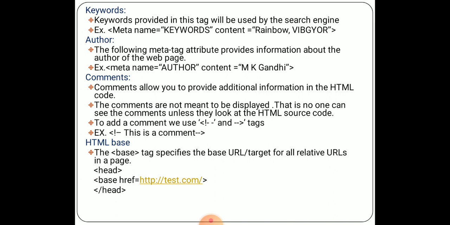Now next, author. The following meta tag attributes provide information about the author of the web page. In this example, in meta name I write author and in content I write M.K. Gandhi. So the author name M.K. Gandhi is shown in our output.